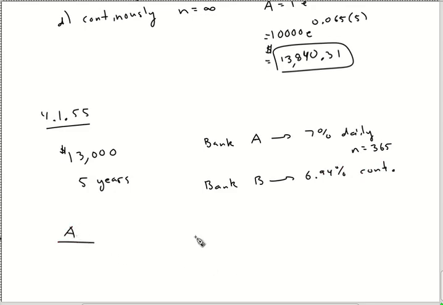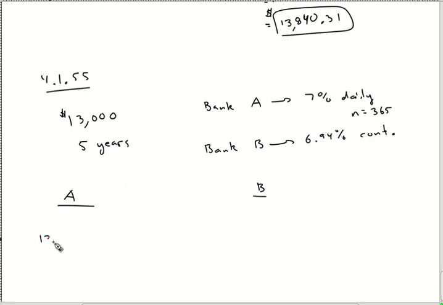So I split it up into Bank A and Bank B, and we just do the formulas. So 13,000, 1 plus. My rate for Bank A is that 7%. Daily is 365. And then 365 again, all to the 5. So that's... It seems like, wow, that's going to be a big number.